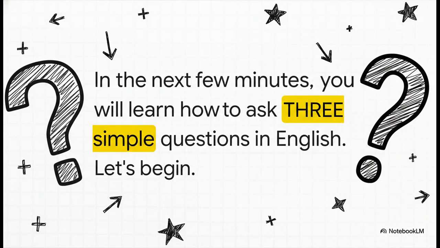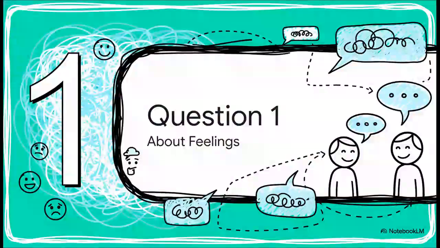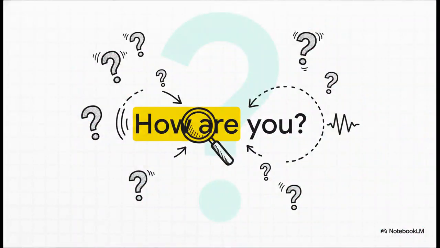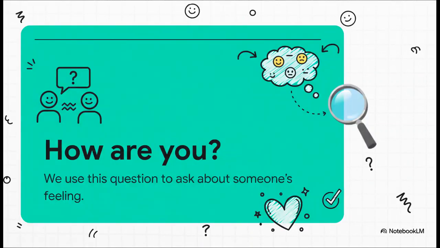All right, let's begin. Okay, first up, we're going to learn how to ask someone about how they're feeling. This is a big one, because it's often the very first thing you say when you meet someone. So here's the question. Just listen carefully to how it sounds. How are you? Let's break that down a bit. So we use how are you to ask someone how they're doing, how they're feeling. It's just a really friendly and very common way to get a conversation started.